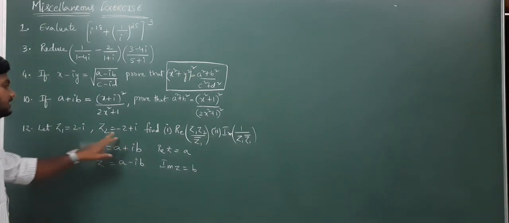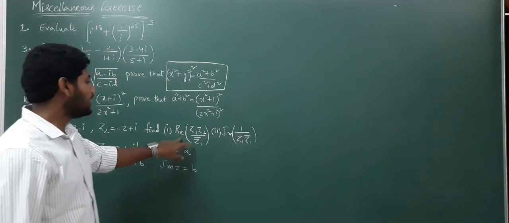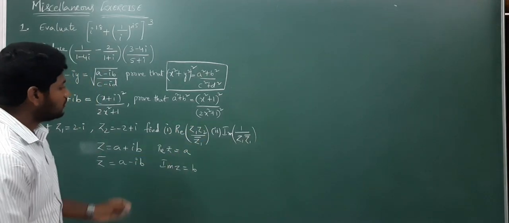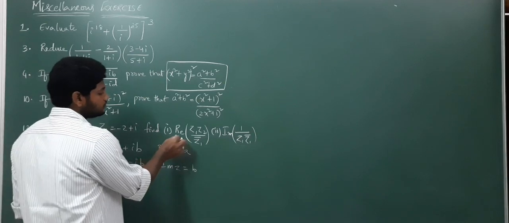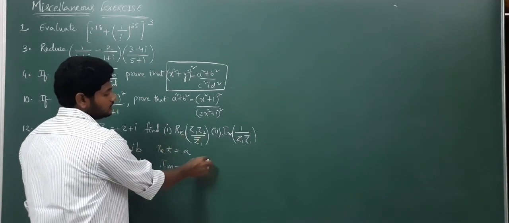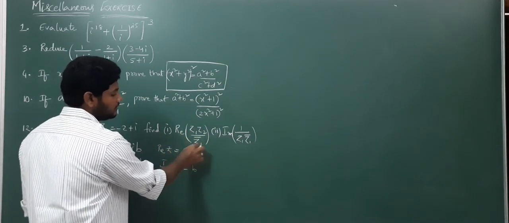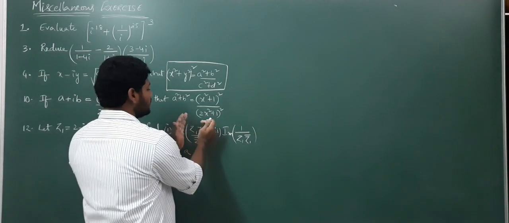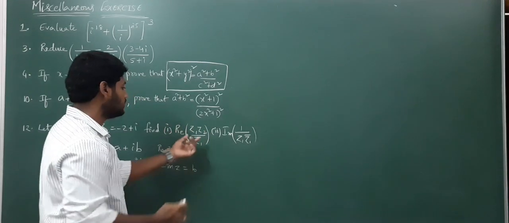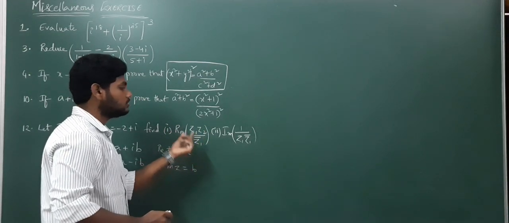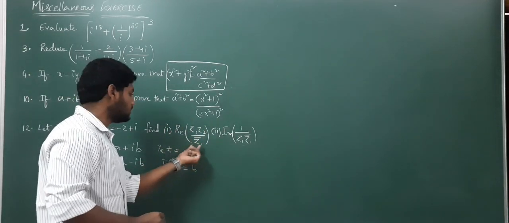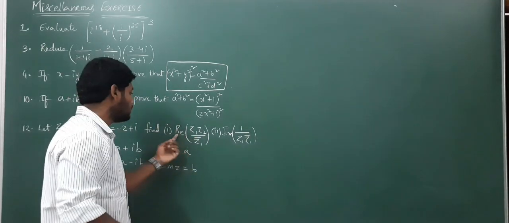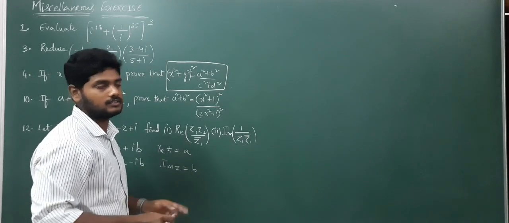They give Z1 and Z2. They need to find RE of Z1 Z2 by Z1 bar. So here you shouldn't do it like RE of Z1 and RE of Z2 divided by RE of Z1 bar, not like that. First of all, you simplify the bracket, whatever may be inside that bracket. You need to convert that inside part into A plus IB form. In that A plus IB form, you need to find what the real part is, right?